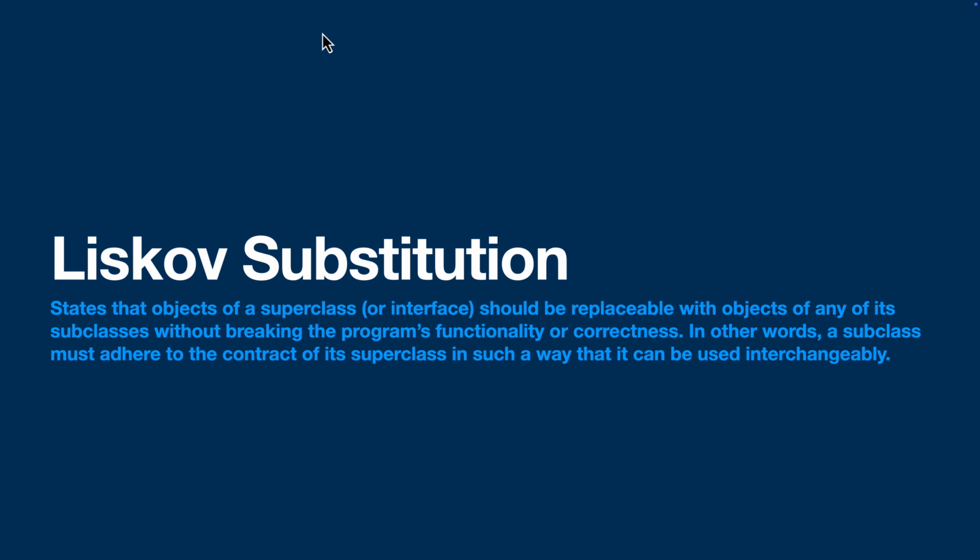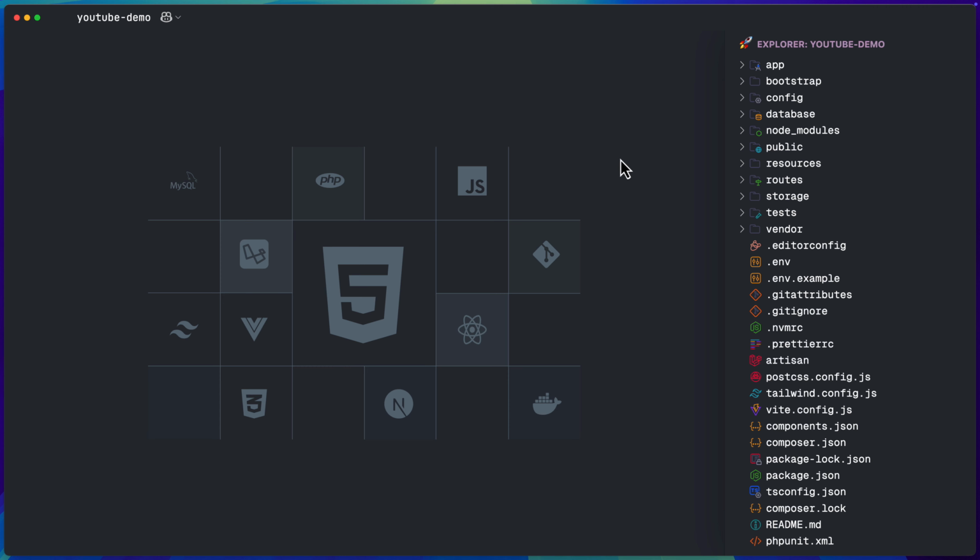The Liskov substitution principle, or LSP, states that objects of a superclass or an interface should be replaceable with objects of any of its subclasses without breaking the program's functionality or correctness. In other words, a subclass must adhere to the contract of its superclass in such a way that it can be used interchangeably. And of course, the best way I think to explain it further is again to show a simple but practical example. And later on, I will also show you what might happen if we don't follow the LSP.